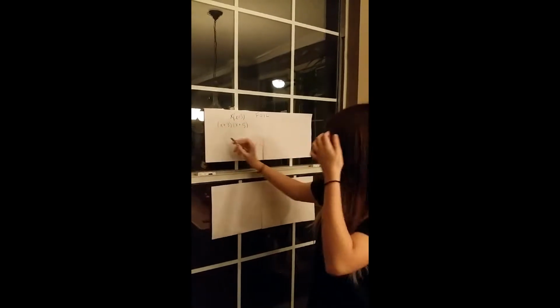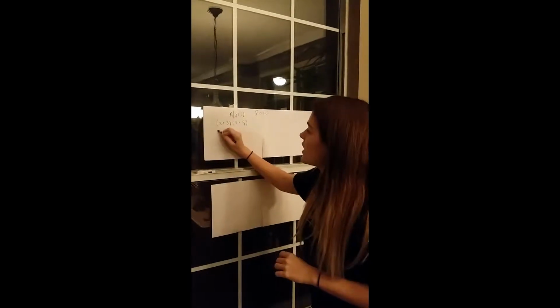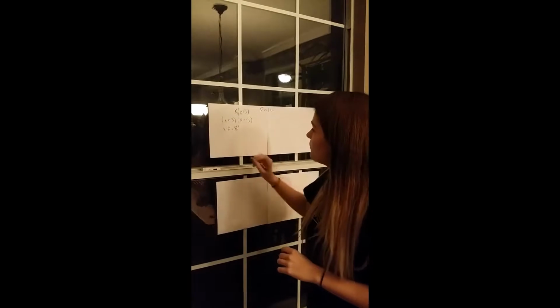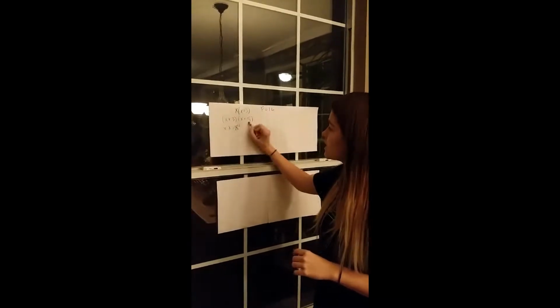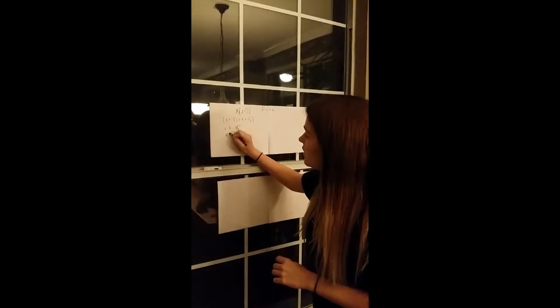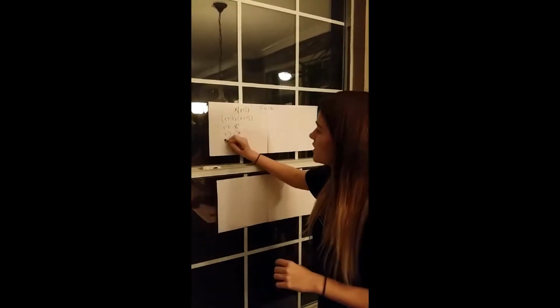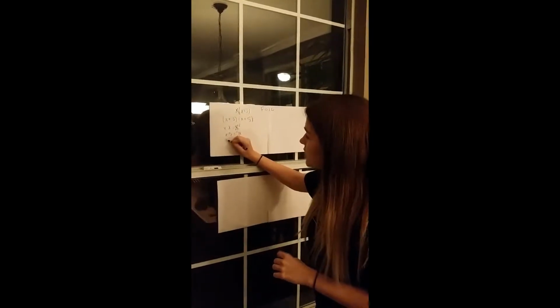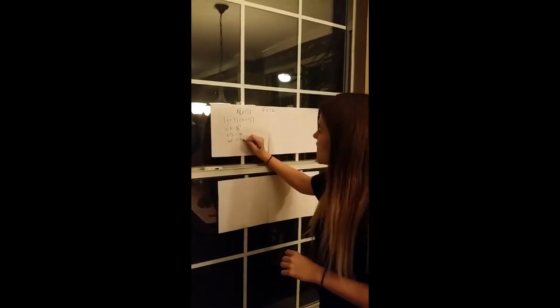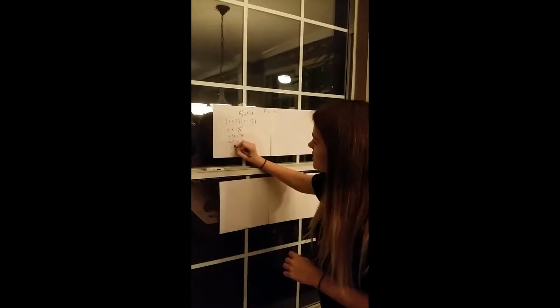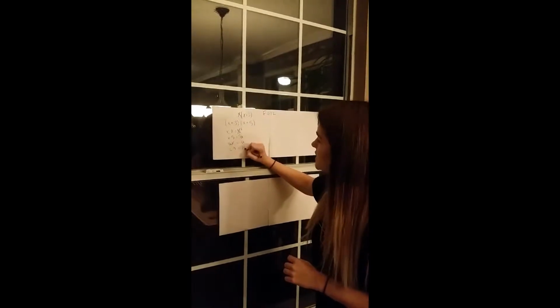First, outer, inner, last. So we're going to take the first terms, x times x, which equals x squared. And the outer terms, x times 5, and that's 5x. The inner terms, that's 3 times x, and that's 3x. And then the last terms, and that's 3 times 5, which equals 15.